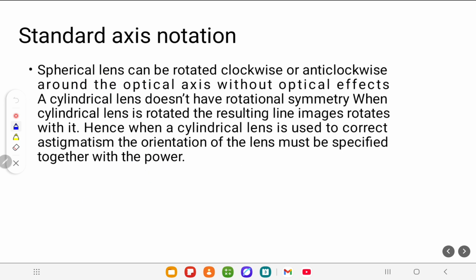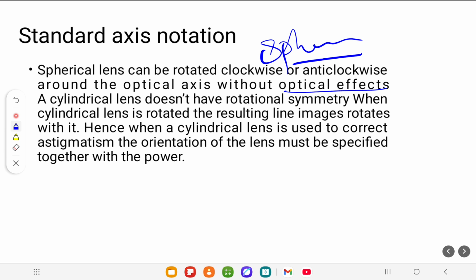So we have to understand the standard axis notation. It's centrally important when we are going to examine patients and write a lot of prescriptions in our life as an optometrist. A spherical lens can be rotated clockwise or anti-clockwise around the optical axis without optical effect. So we don't have to care at all about spherical lenses. It doesn't matter whether you rotate clockwise or anti-clockwise.